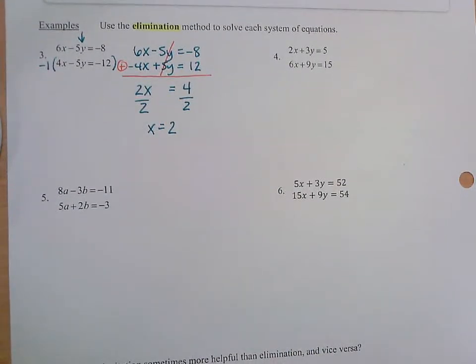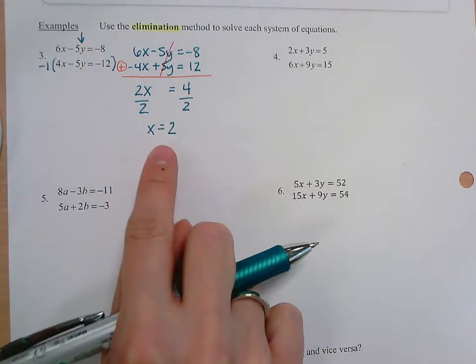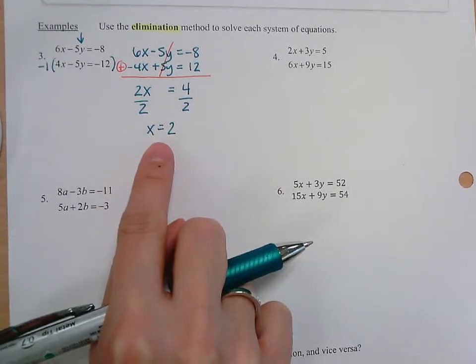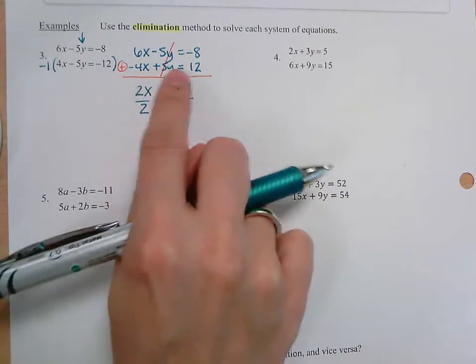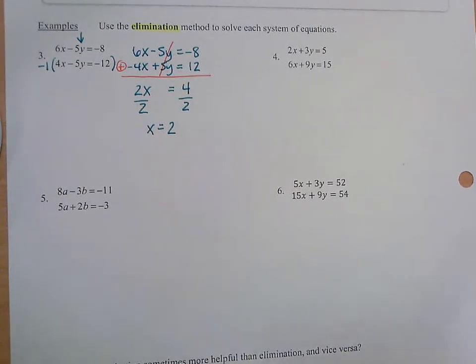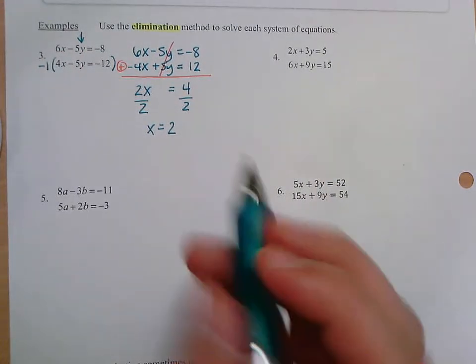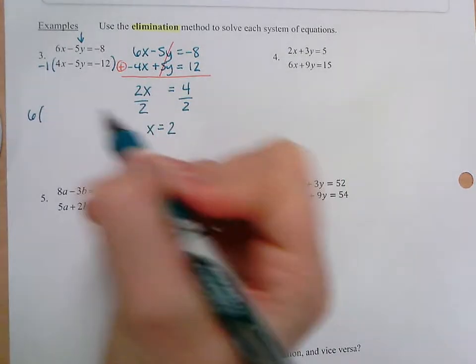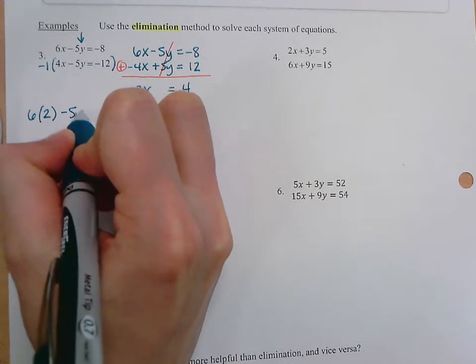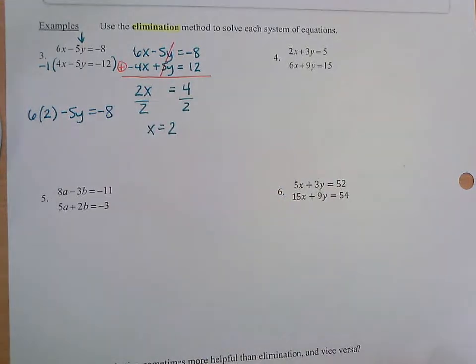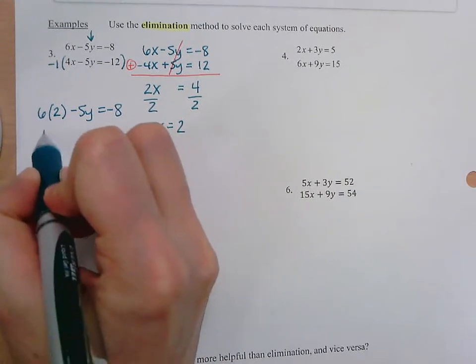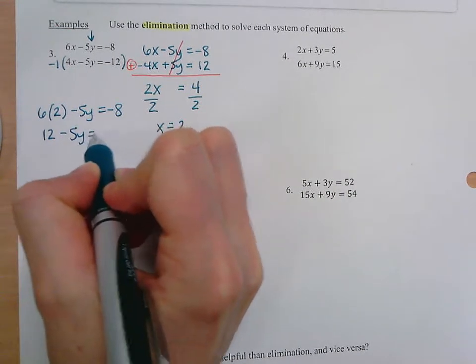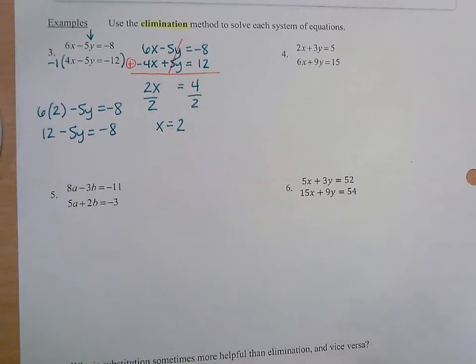All right, and then from here, I just substitute the 2 back into either of my equations, and I usually substitute it back into one of the original, so not the one that I had multiplied by negative 1, and it doesn't matter which one I substitute it back into. So let's just say I substitute it into the top one. So I would have 6 times x is 2 minus 5y equals negative 8, and then I solve that equation for y. So that would give me 12 minus 5y equals negative 8.